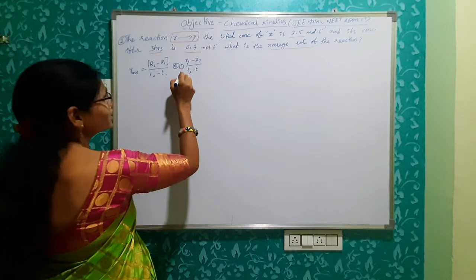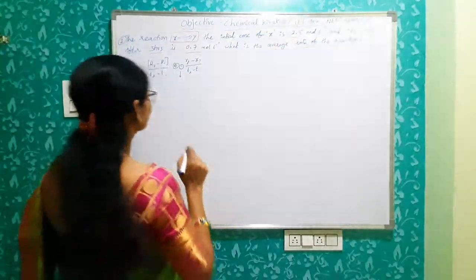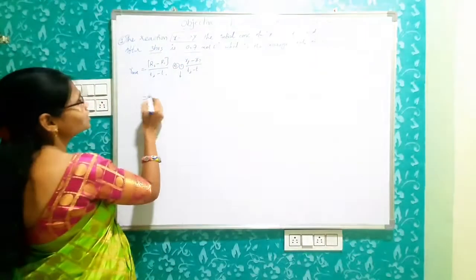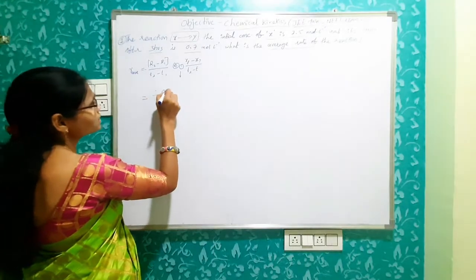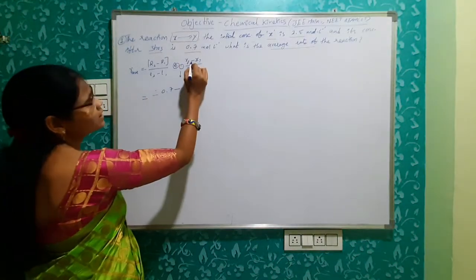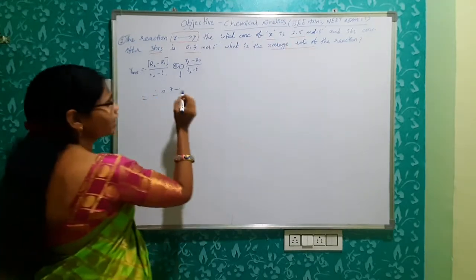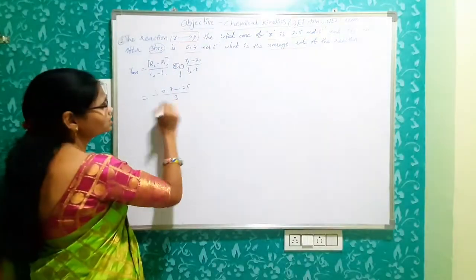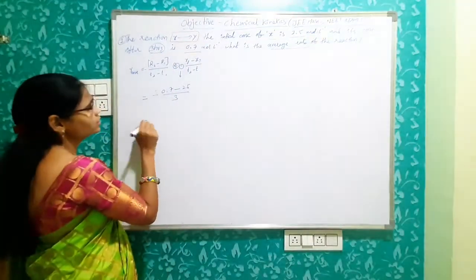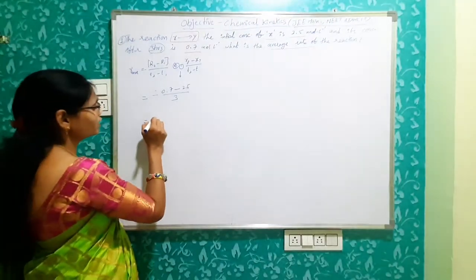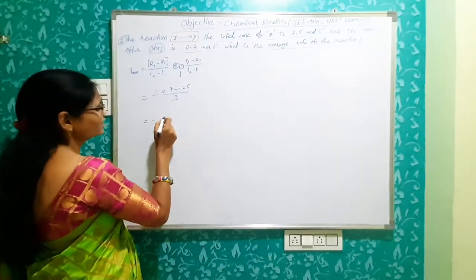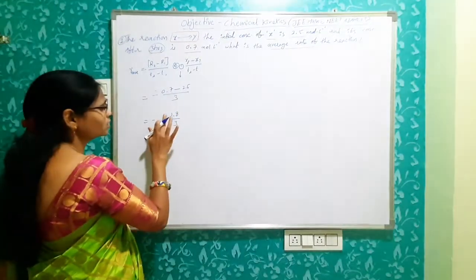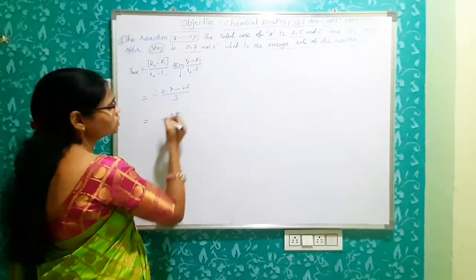The negative sign indicates the decrease in the concentration. What is the final concentration after 3 hours? It is 0.7, minus the initial concentration, which is given as 2.5, divided by the time, which is given as 3 hours. Simplify. Here minus of minus is nothing but plus, giving 1.83... So how much is this?